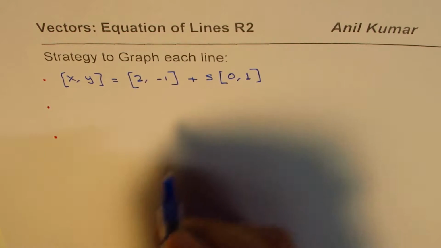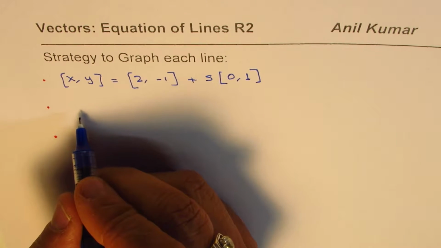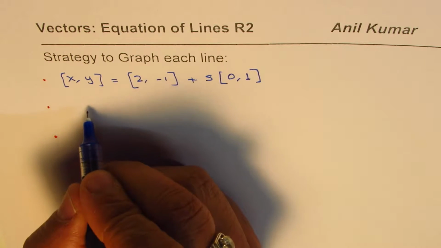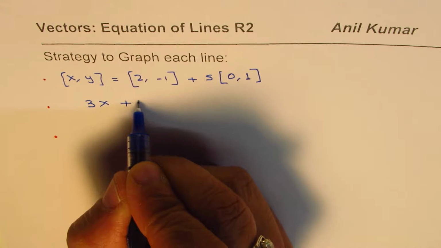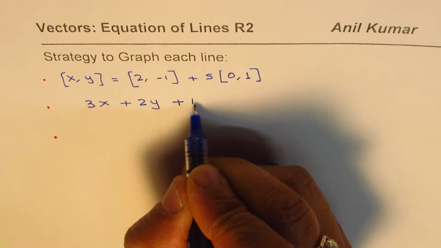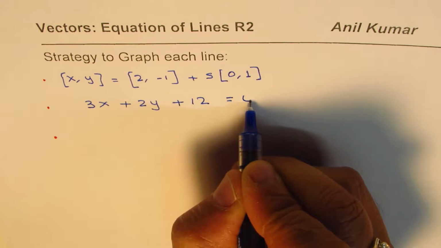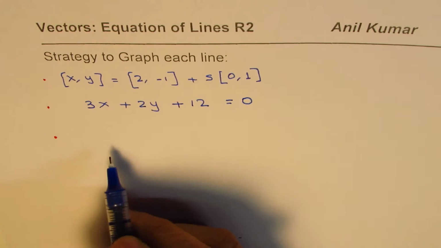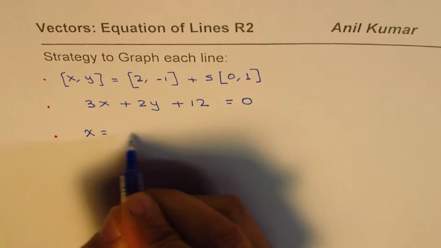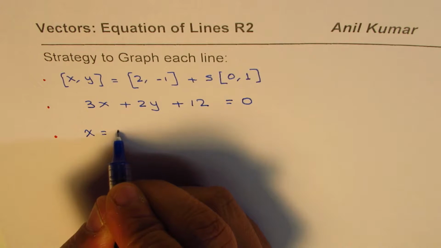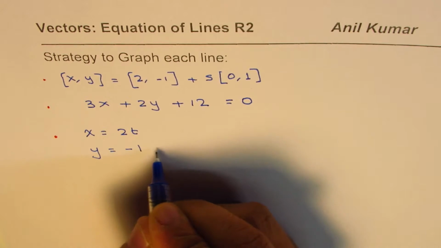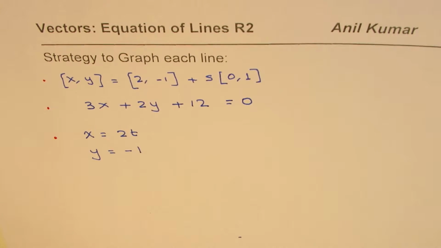The second equation, I'll write it in the scalar or Cartesian form, and let this equation be 3x plus 2y plus, let's say, 12 equals 0. Okay, and now I'll give you one equation in parametric form, and let us say x is equal to 2t and y is equal to minus 1. Let's say that is the equation.